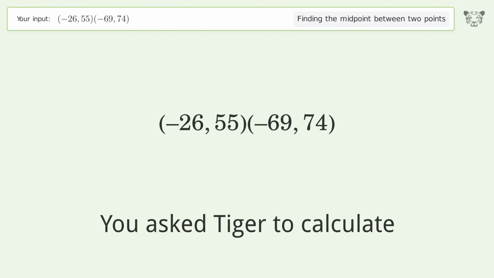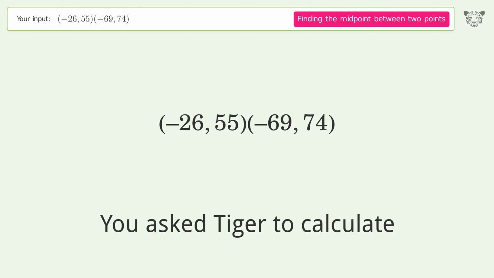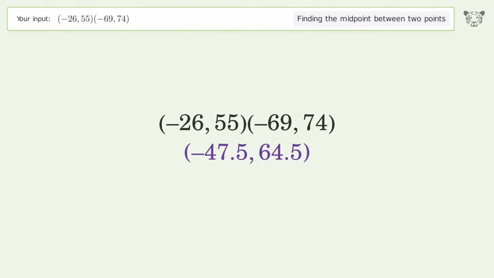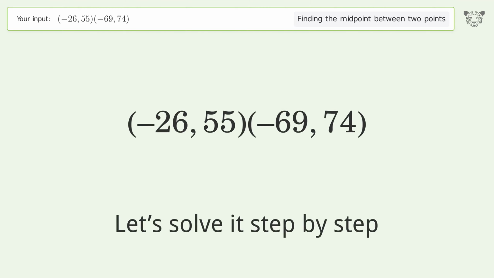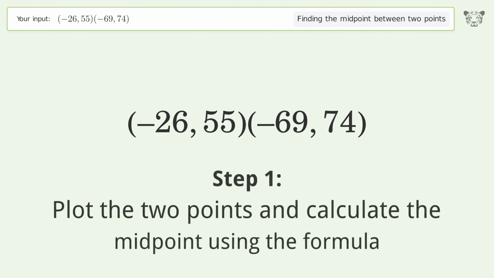You ask Tiger to calculate. This deals with finding the midpoint between 2 points. The midpoint between the 2 points is negative 47.5, 64.5. Let's solve it step by step. Plot the 2 points and calculate the midpoint using the formula.